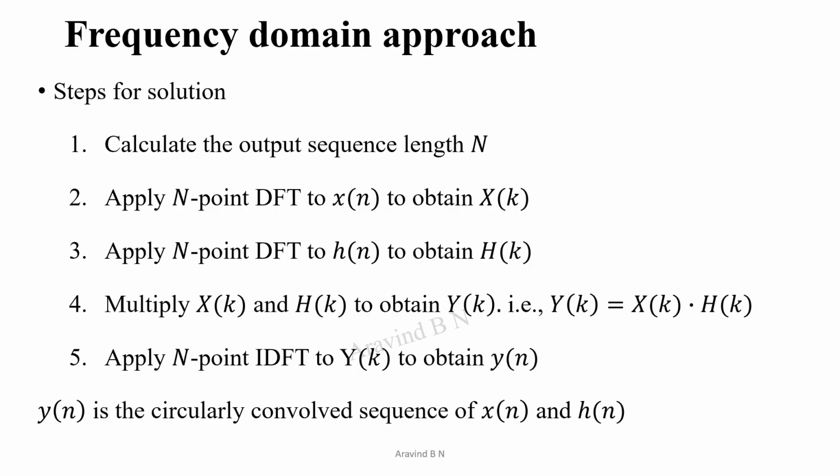So first step, calculate the output sequence length capital N. Apply N-point DFT to the first input sequence, that is x of n, so that we can get X of k. Then apply N-point DFT to h of n, the second sequence, so that we can get H of k. Then multiply the sequence X of k and H of k to get Y of k. So this is for the realization. Then apply N-point inverse DFT to Y of k so that we can get y of n. And this y of n is the circularly convolved sequence of x of n and h of n.